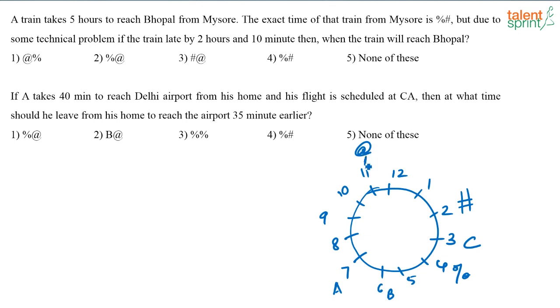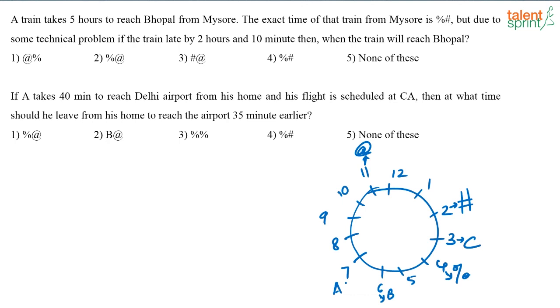They say that 11 is represented by at the rate of, 2 is represented by hash, 3 is represented by C, 4 is represented by percentage, 6 is represented by B, and 7 by A. And whenever they are representing time using two symbols, the first symbol stands for the hour and the second symbol stands for the minutes. Now look at the first question.